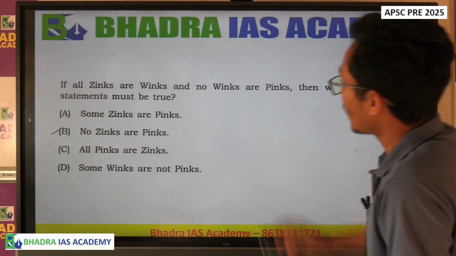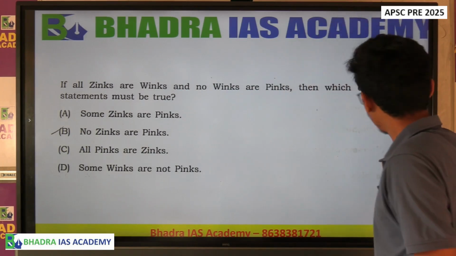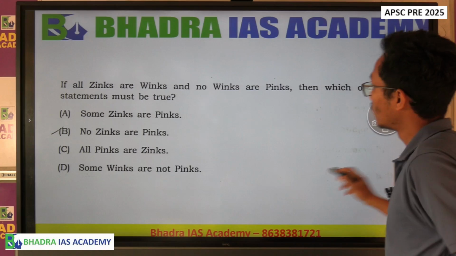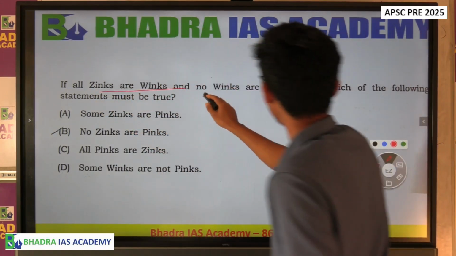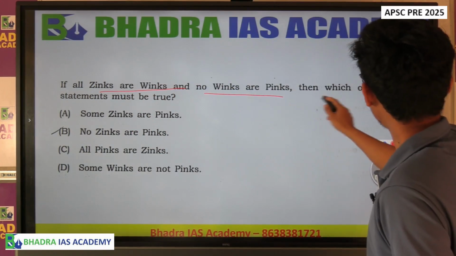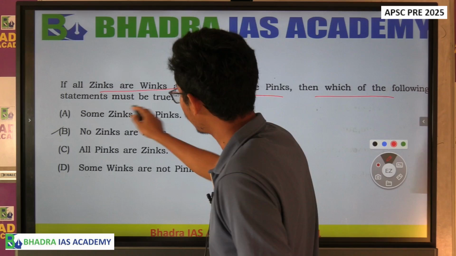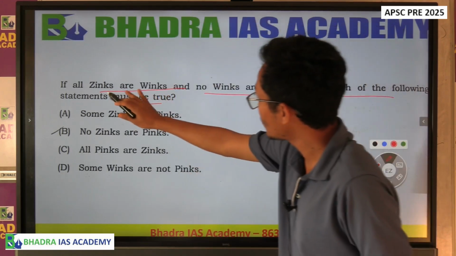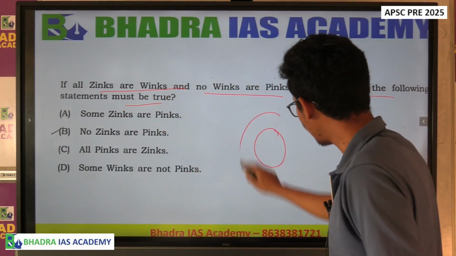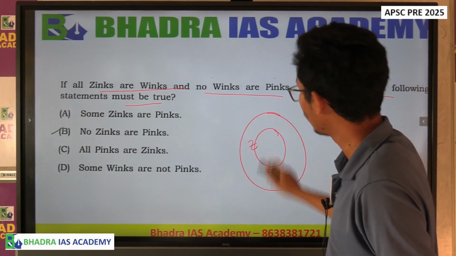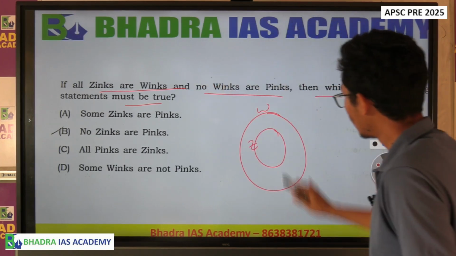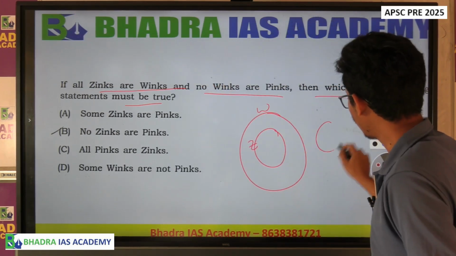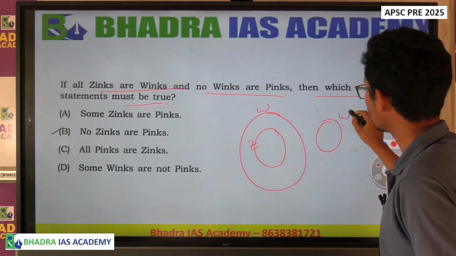So all jinx are wings, the easy question. All jinx are wings and no wings are pinks, then which of the following statements must be true? Okay, so all jinx are wings means, we learned this is jinx inside and wings is outside, and no wings are pinks. So wings is outside, and pink has no link with it, so this is pinks.